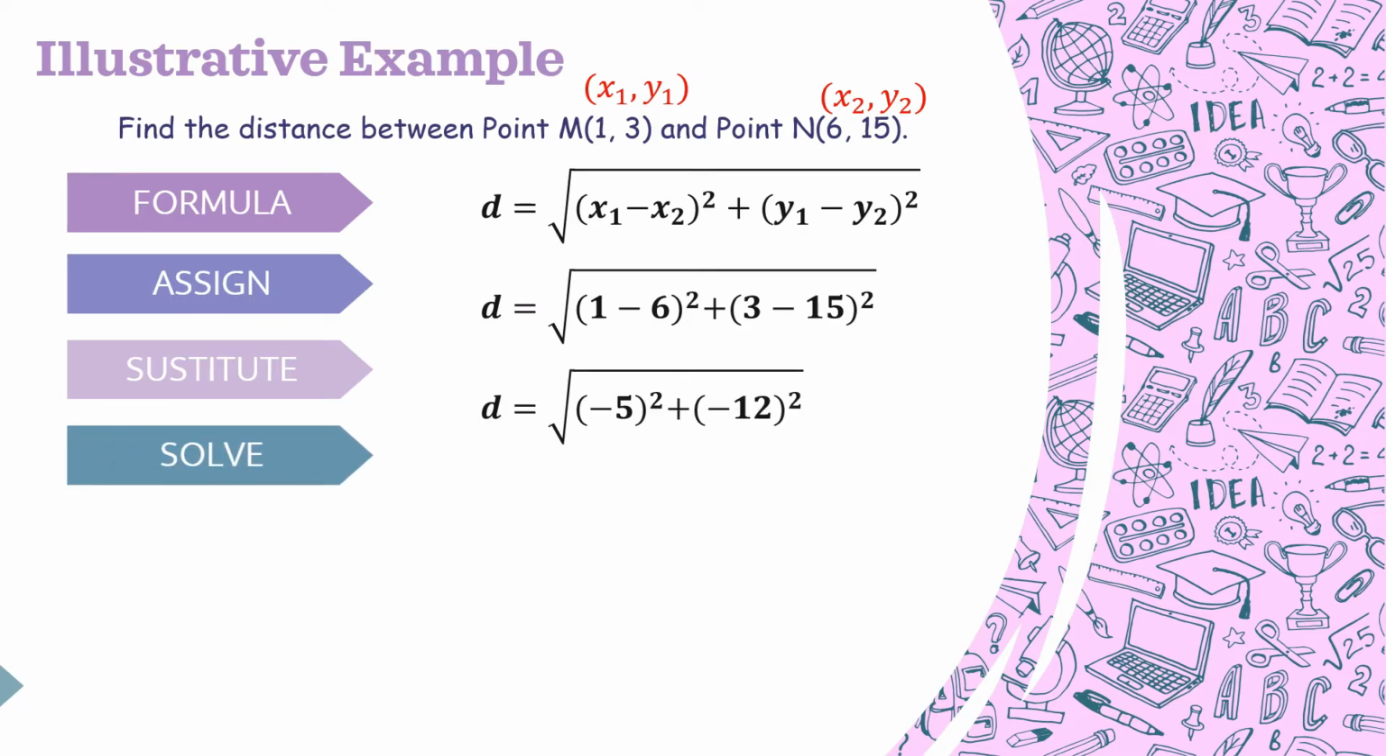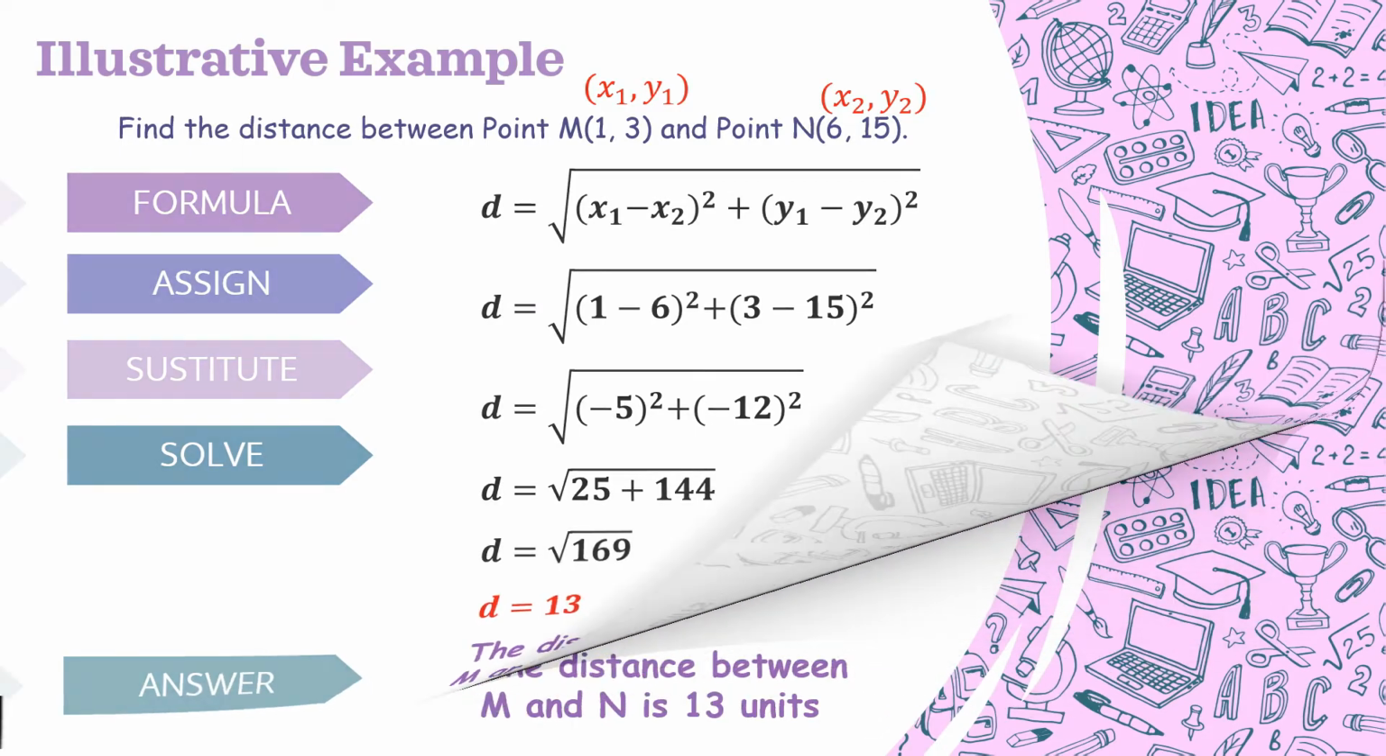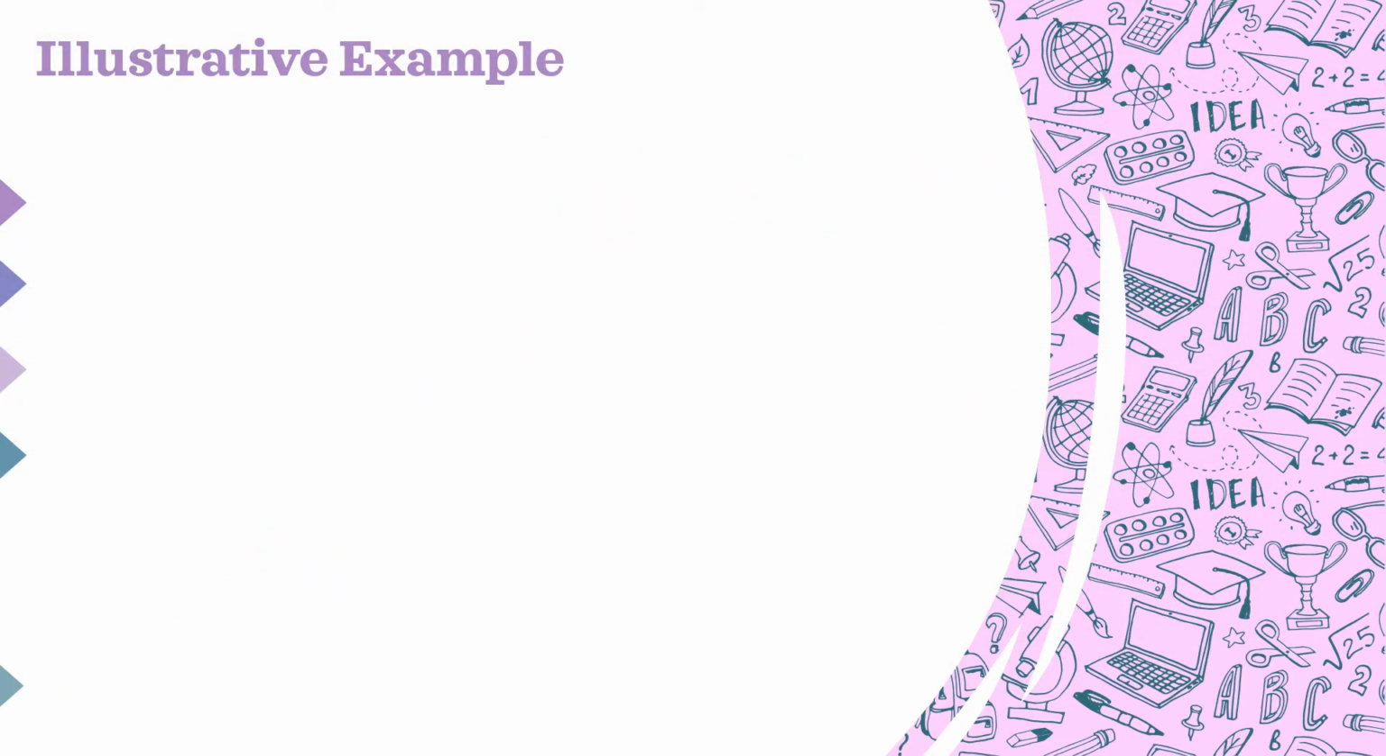Using the order of operation, we will have this equal to square root of negative 5 squared plus negative 12 squared. Then applying the exponent, that will give you this equal to square root of 25 plus 144. Then that will give you square root of 169, which is equal to 13. So therefore, the distance between M and N is 13 units. So let's have the last example.